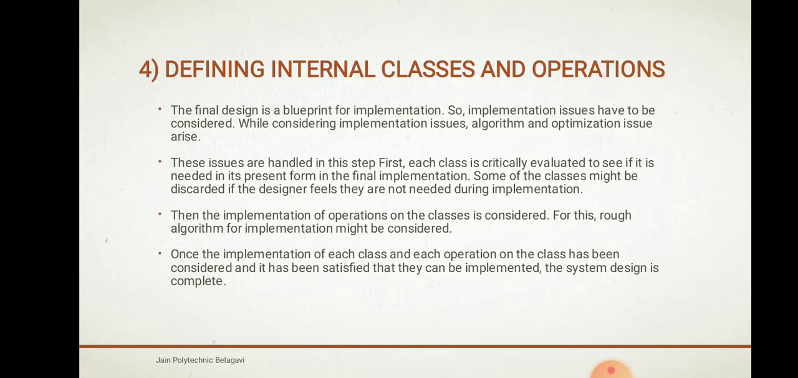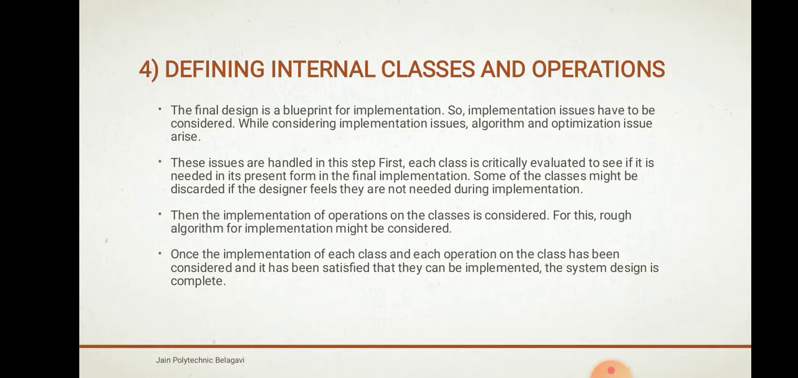Now the fourth one is defining internal classes and operations. Now the final design will be a blueprint for implementation. So implementation has to be considered. While considering implementation issues, algorithm and optimization issues arise because there is confusion about which algorithm to use and how to optimize the algorithm. So these issues are handled in this step.